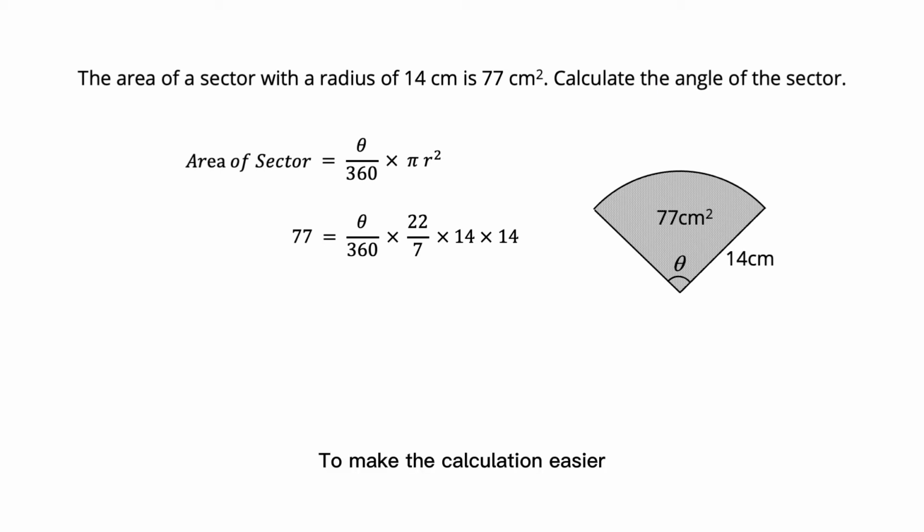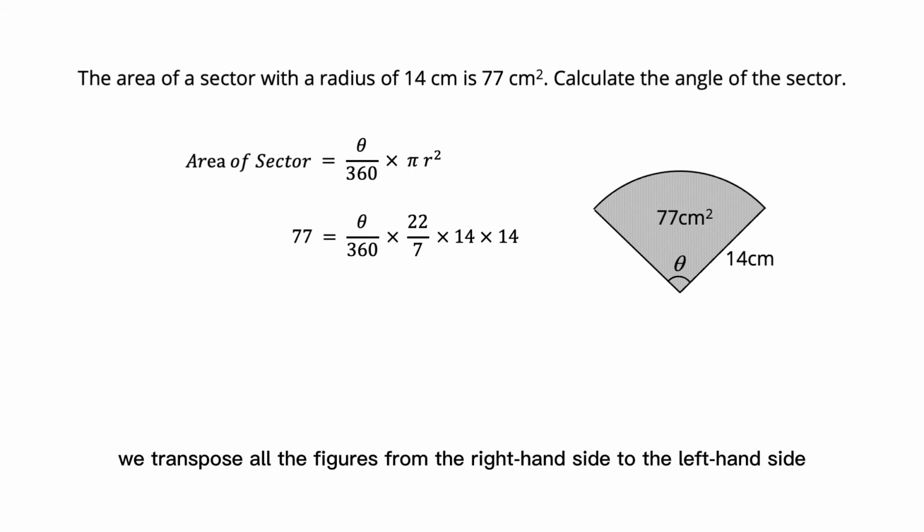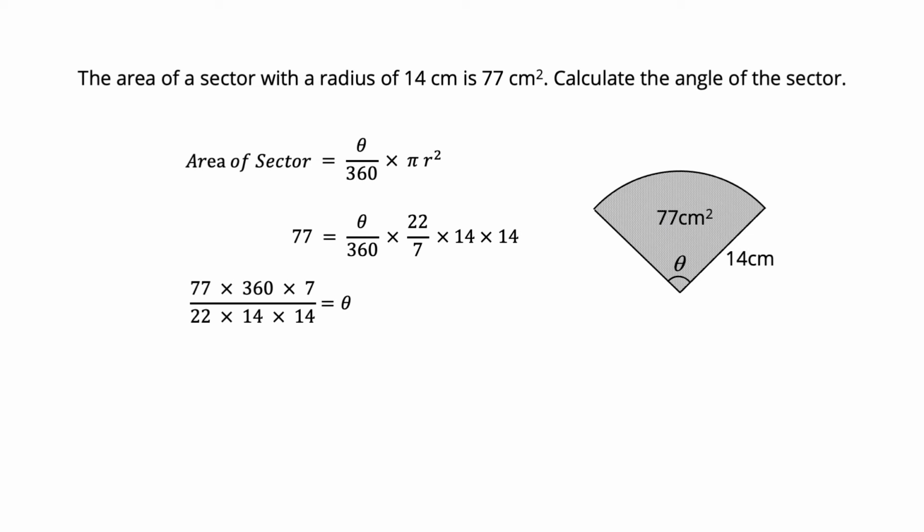To make the calculation easier, we transpose all the figures from the right hand side to the left hand side. 77 divided by 11 gets 7, and 22 divided by 11 gets 2. 7 divided by 7 gets 1, and 14 divided by 7 gets 2. 7 divided by 7 gets 1, and 14 divided by 7 gets 2. Lastly, 360 divided by 8, we are left with 45. The theta is 45 degrees.